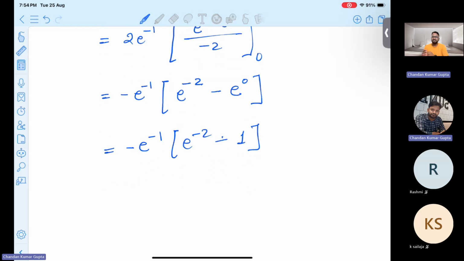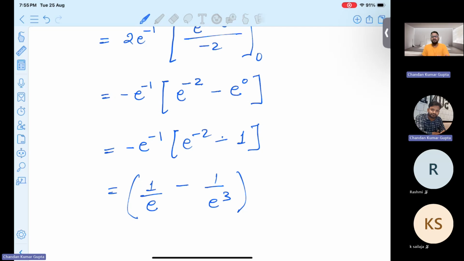Now minus e to the power 1 is multiplied. It comes out to be like 1 by e and minus 1 by e to the power 2. So this is our final answer.